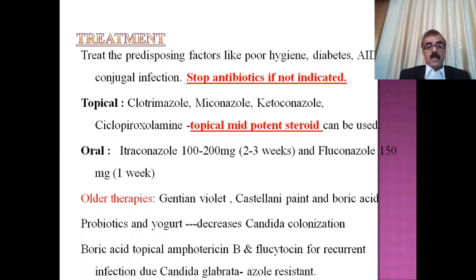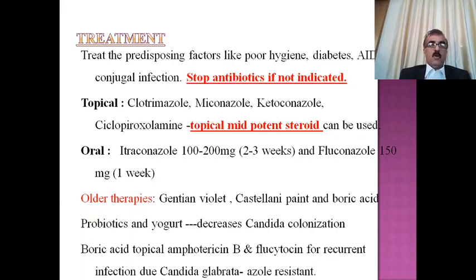Sometimes older therapies like gentian violet, Castellani's paint, and boric acid can also be beneficial, especially in resistant cases. And sometimes if we give probiotics and yogurt, it also decreases candidal colonization. So sometimes they can be beneficial also. Sometimes boric acid topically, and topical amphotericin B and flucytosine for recurrent infection due to Candida glabrata, which is azole resistant, are also beneficial. So we have to keep in mind resistance to azoles because of Candida glabrata.